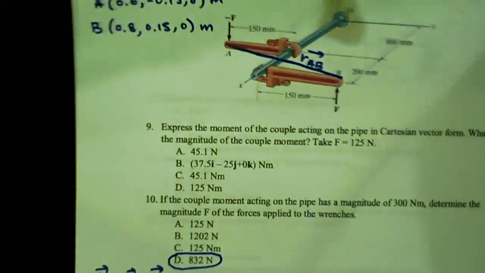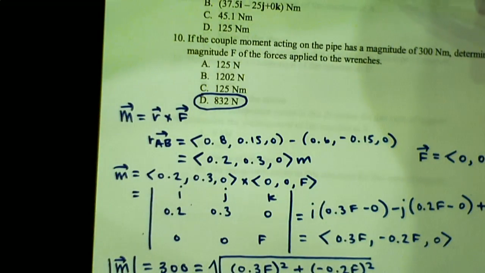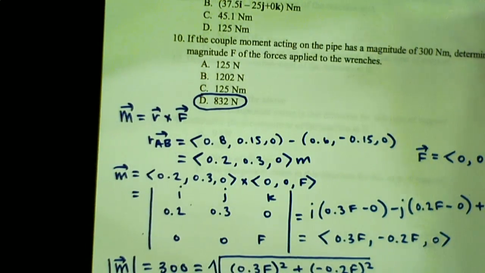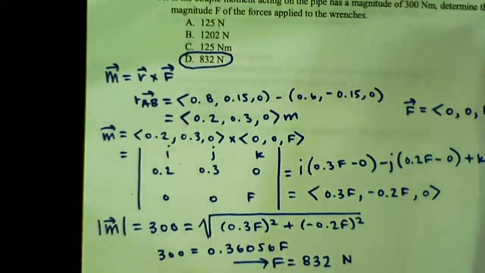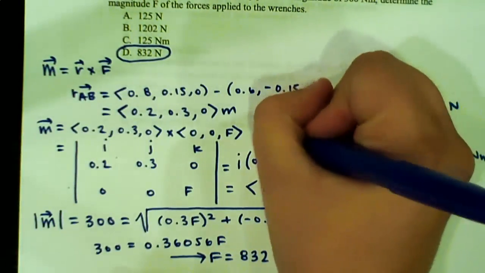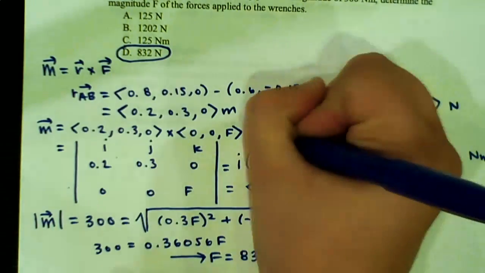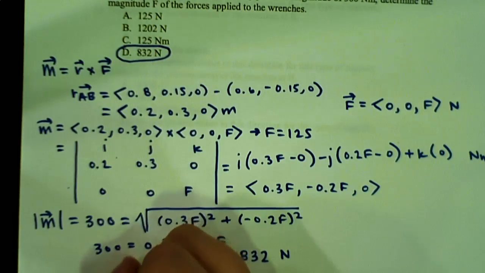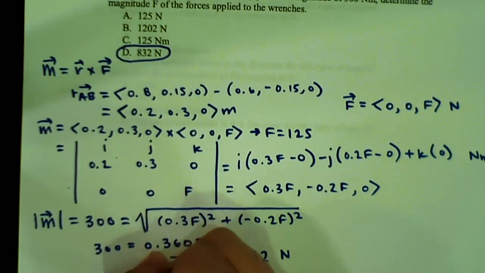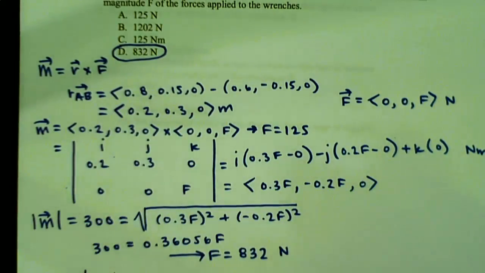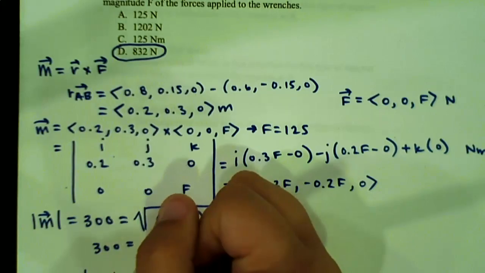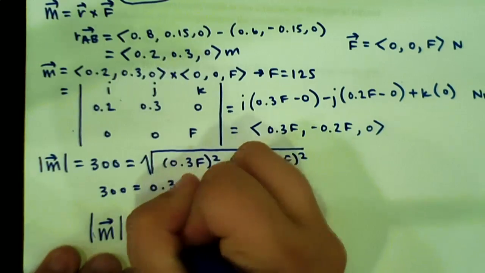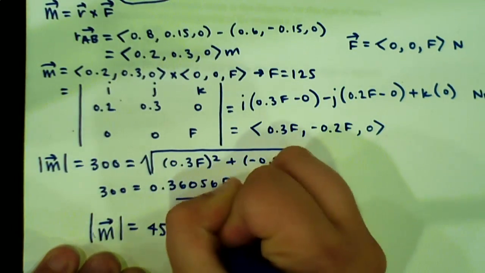Since we did 10 first, for the first problem it says find the magnitude of the couple moment whenever F equals 125. So in that case, you would just redo your matrices, but have F equal 125. And in that case, the magnitude of your couple moment is going to equal 45.1 newton meters.